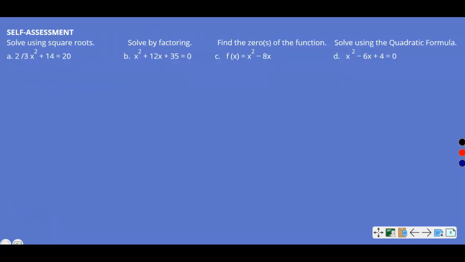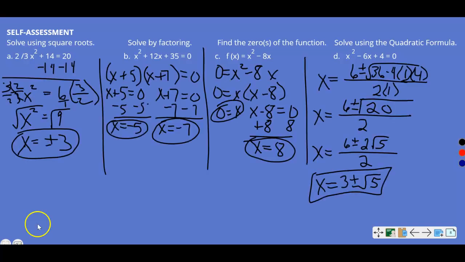All right, there is a self-assessment here. I want you to pause the video and try to work these on your own, then come back to see how you did. So just pause the video. You can see the questions, so I'm not even going to read them to you. Just work these in your guided notes and then come back and check your answers.